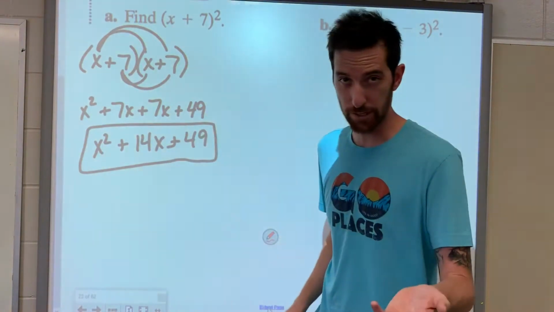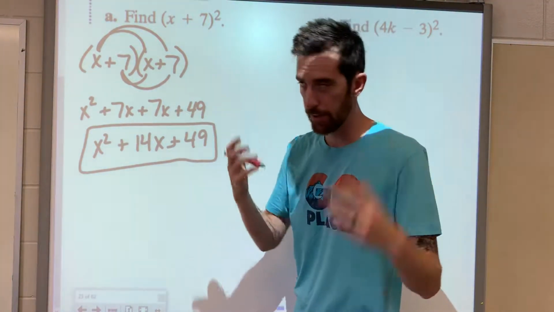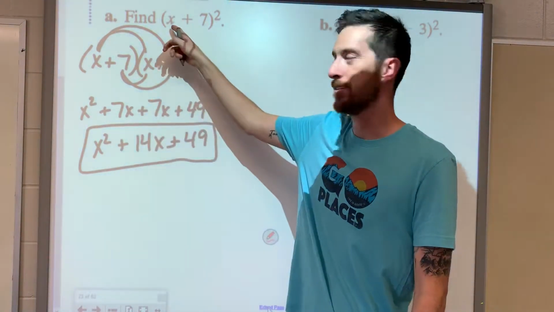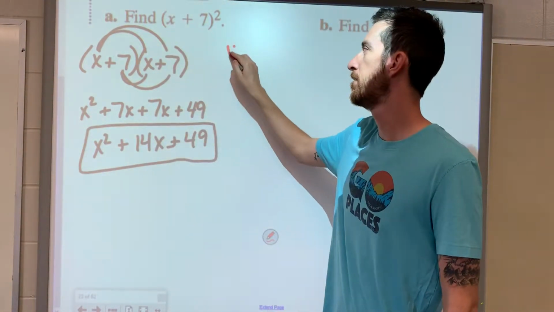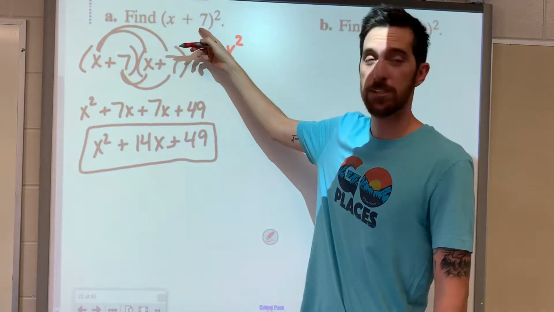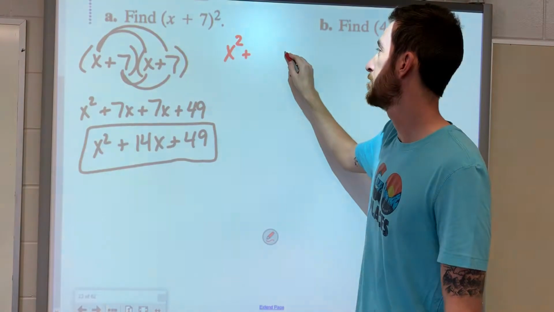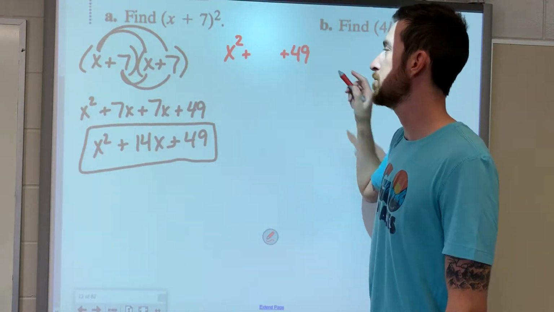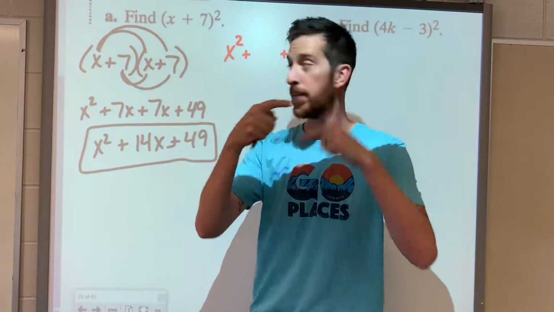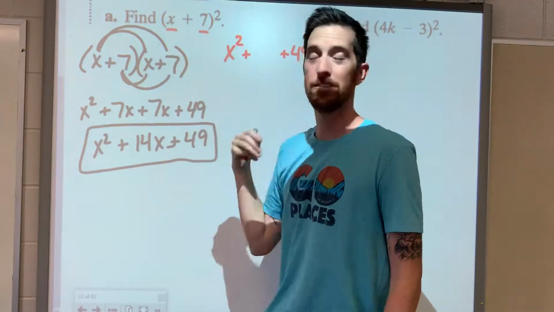However, there's a shortcut for this. It is, you square the first term. X times x is x squared. For the last term, you square the last term. 7 times 7 is 49. Now the middle term is the hardest part for people. You multiply them together. X times 7 is 7x.